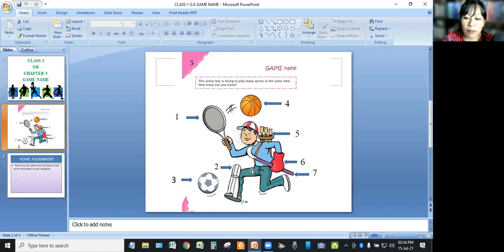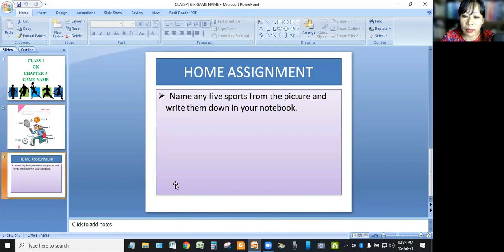So this is all about the game name. Now for your home assignment, name any 5 sports or games from the picture and write them down in your notebook.